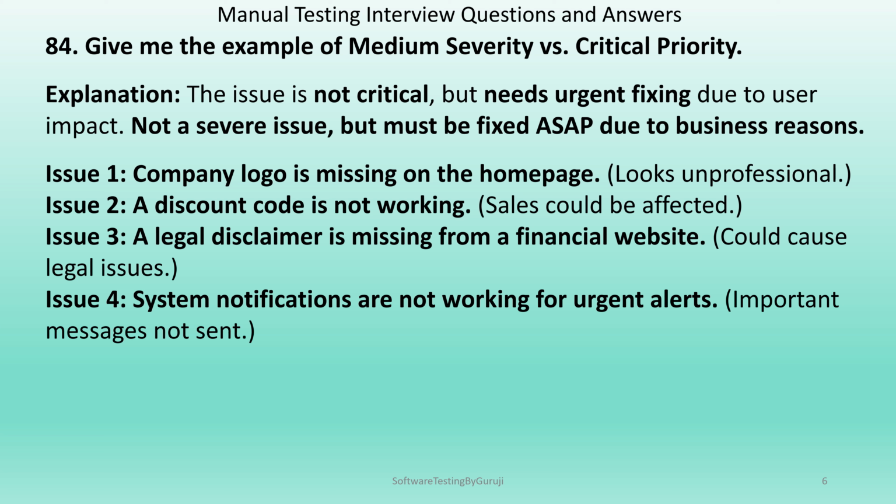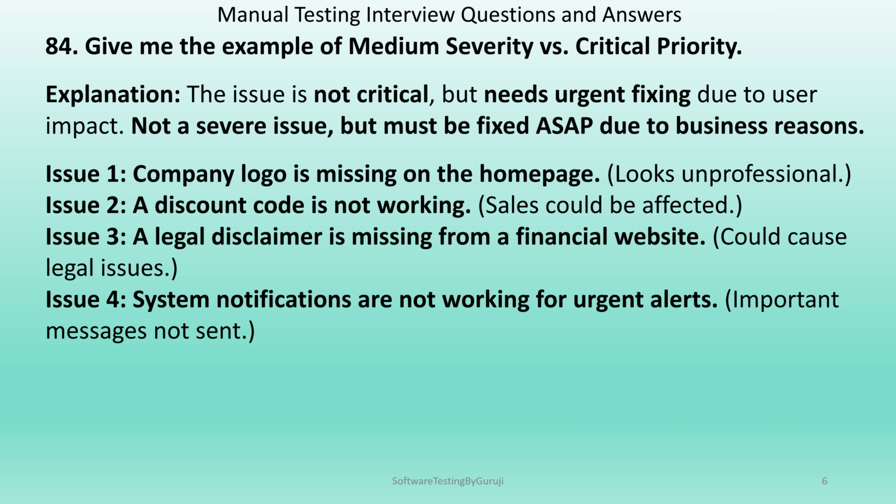First issue: the company logo is missing on the home page, which looks unprofessional. Second issue: a discount code is not working. Sales could be affected. Third issue: a legal disclaimer is missing from a financial website, which could cause legal issues. Fourth issue: system notifications are not working for urgent alerts, so important messages are not sent. So these are the examples for medium severity versus critical priority.